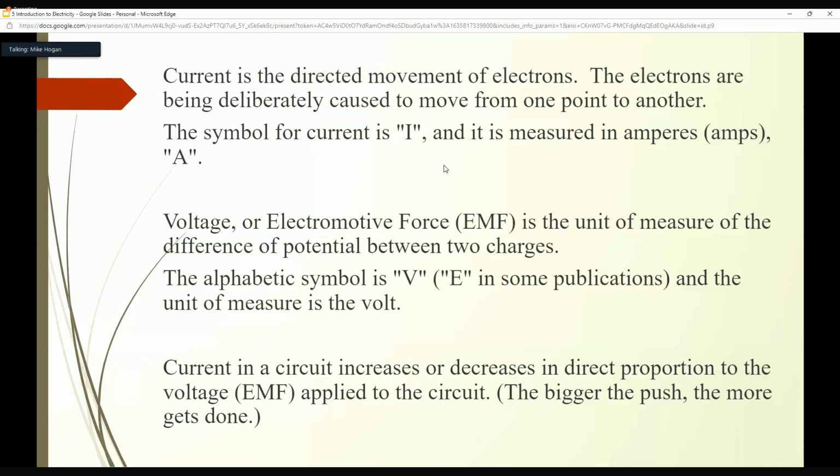In this course, for our purposes, we're always going to talk about electron current flow. Electrons, which are negative, are repelled from the negative side of the battery and attracted to the positive side, and so it's negative to positive current flow, right? Electron current flow, negative to positive.